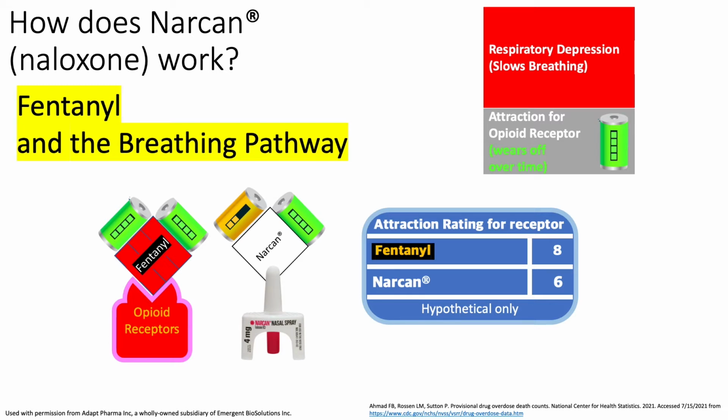Remember, you won't know if fentanyl has been ingested. What you may see is that you need more than 1 dose of Narcan to reverse the overdose. Fentanyl overdose can happen within seconds to minutes after taking the drug. Fentanyl has a strong attraction to the opioid receptor, shown here as 8, and a single dose of Narcan, shown here as 6, may not be enough to clear the receptor and stop the overdose.